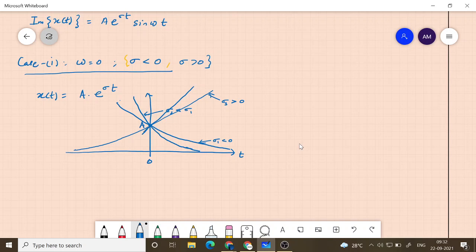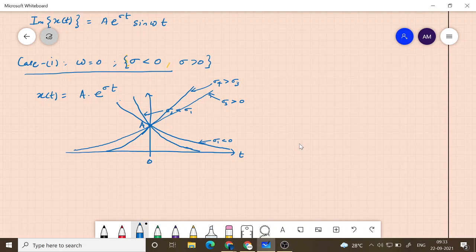And it will decay also faster to the left. Okay, so this is sigma 4, which is greater than sigma 3. So that is how this particular case, where omega is equal to 0, looks like. Depending upon whether sigma is positive or negative, let me consider the cases.